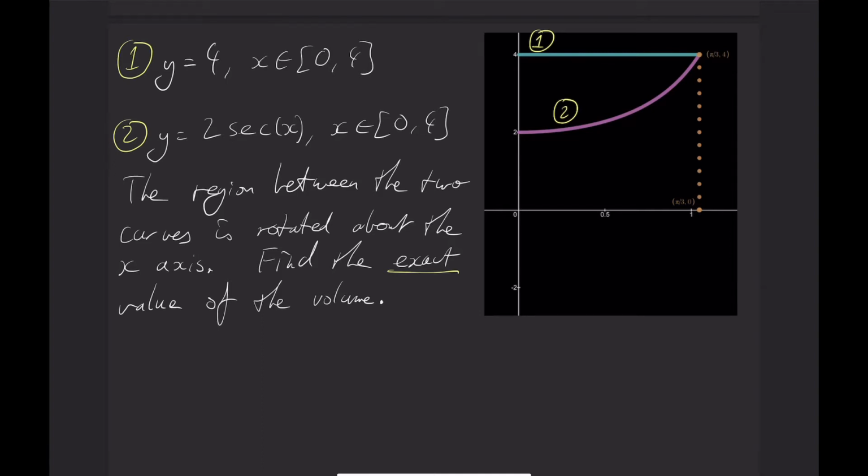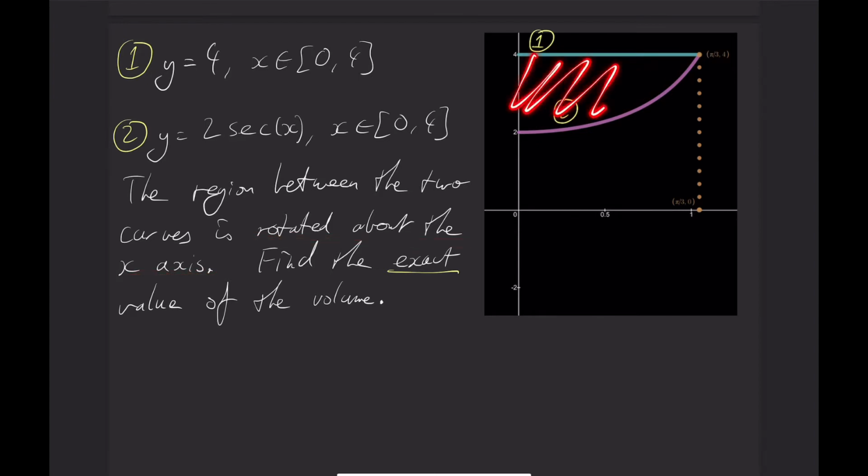Okay, this question was sent to me by a Year 12 Specialist Maths student. So we've got two curves. Curve 1 is the line y equals 4, in the domain x from 0 to 4. Curve 2 is the curve y equals 2 sec x, again with x from 0 to 4. So we're intercepting here at pi on 3, 4.